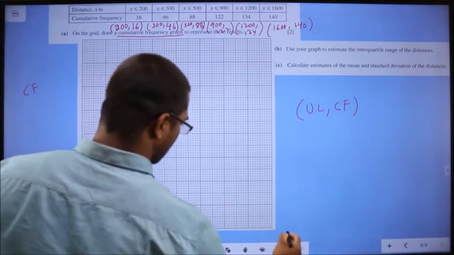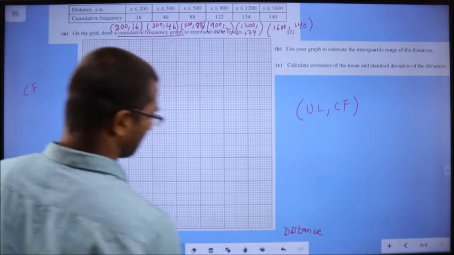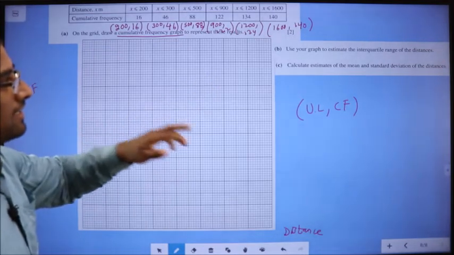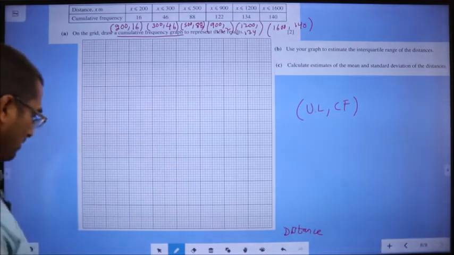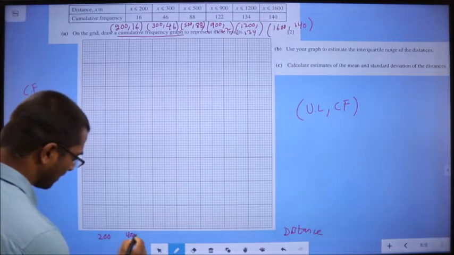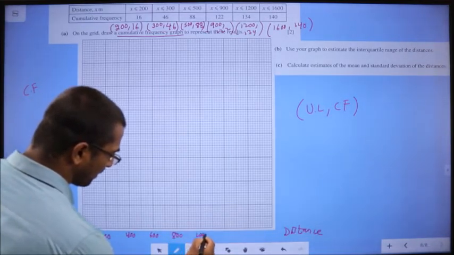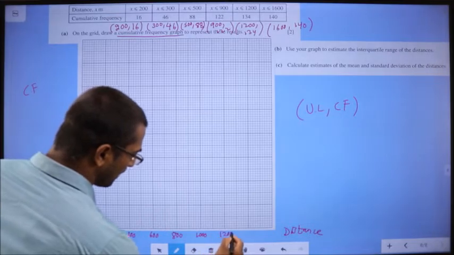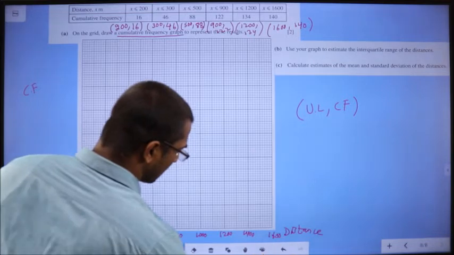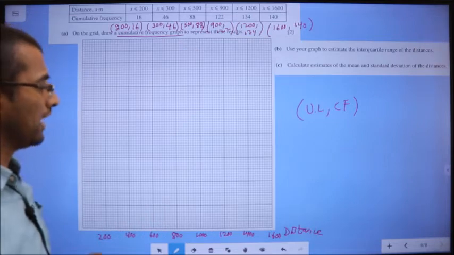On x-axis is distance. So what scale shall I take? I need till 1600 on x-axis. So I take this to be 200, 400, 600, 800, 1000, 1200, 1400, 1600. Okay. On y-axis, highest is 140.